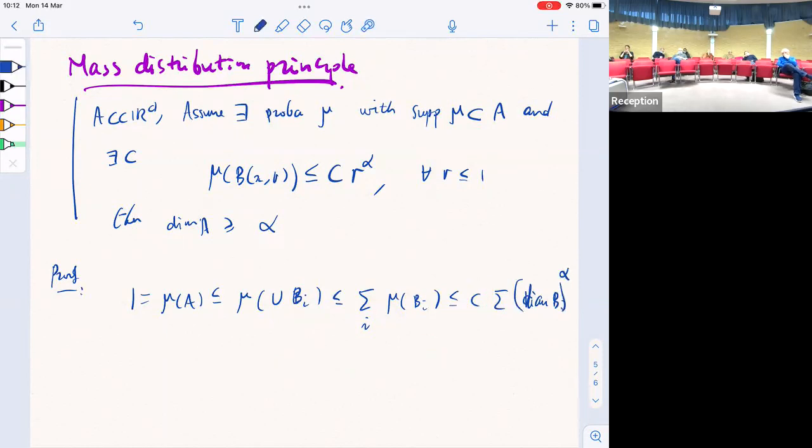We realize that 1 over C, which is strictly positive, is a lower bound of this sum. If you take the infimum, we have the alpha-dimensional Hausdorff measure. Since this is not 0, it says that the Hausdorff dimension must be larger than alpha, by the observation made in the first slide. Okay, very simple. Again, very simple yet extremely powerful.